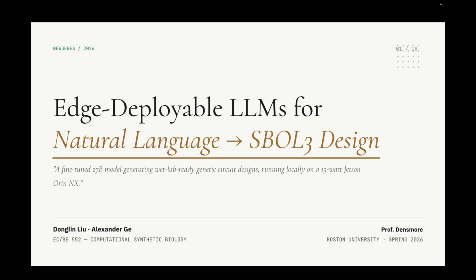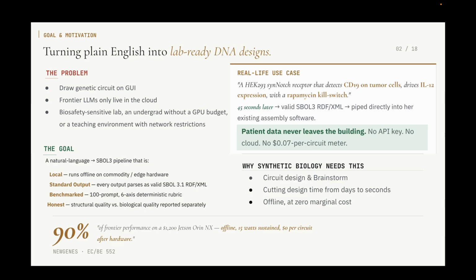Our project is called Newgenes. It is a 15-watt edge-deployable large language model that takes natural language as input and outputs a valid SBOL3 design. Our goals and motivation came from several problems we identified in the current SBOL design process.